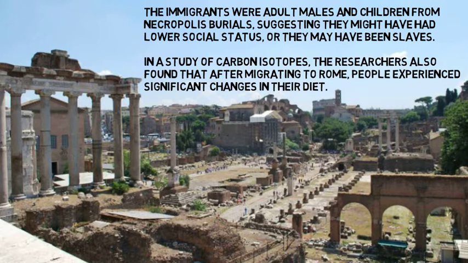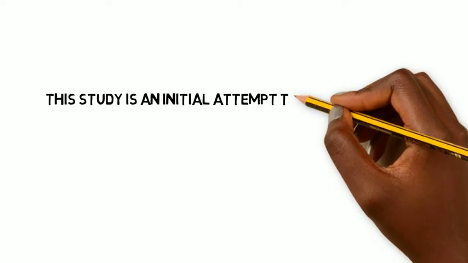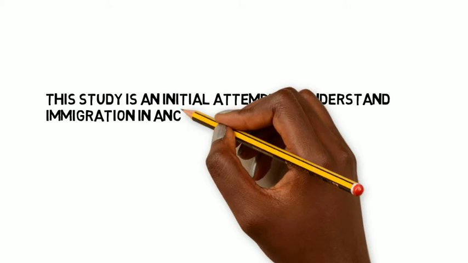The immigrants were adult males and children from the necropolis burials, suggesting that they might have had lower social status, or they may have been slaves. In a study of carbon isotopes, the researchers also found that after migrating to Rome, people experienced significant changes in their diet. This study is an initial attempt to understand immigration in ancient Rome.